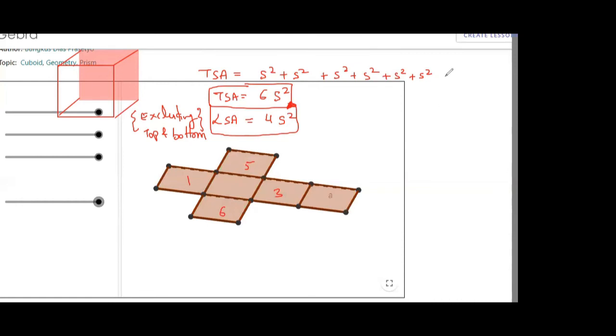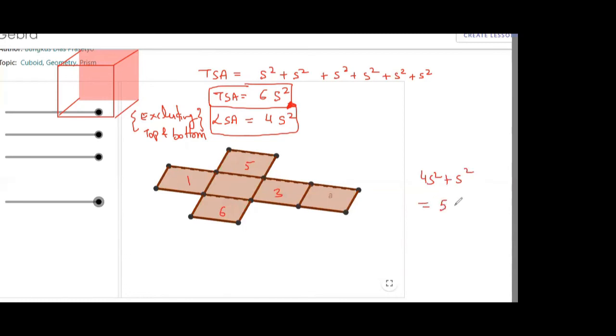The person says, I want to paint the 4 walls and the ceiling. Then how will you calculate the area? We would take 4 into s square plus s square, so it will be 5s square. Understood? The net diagram helps me in understanding that.